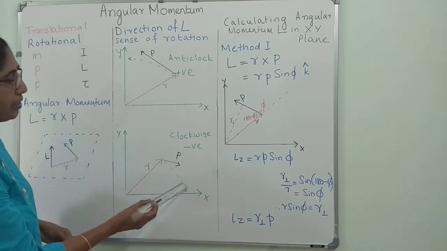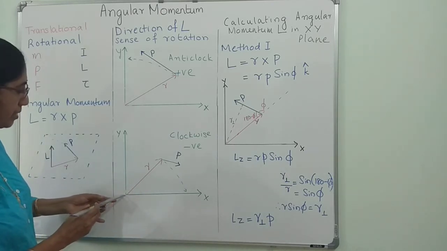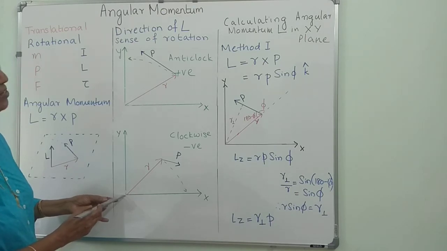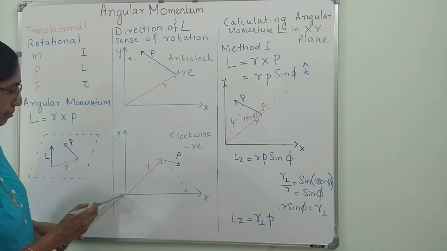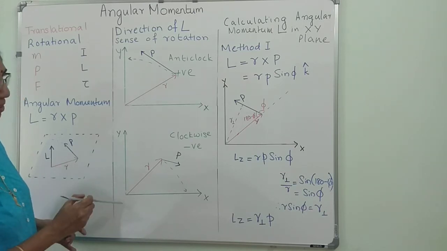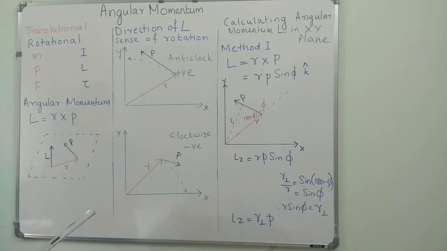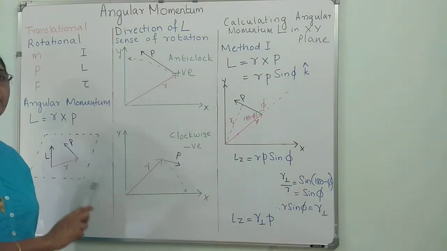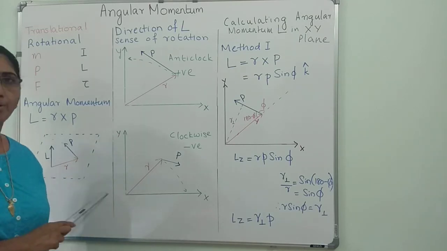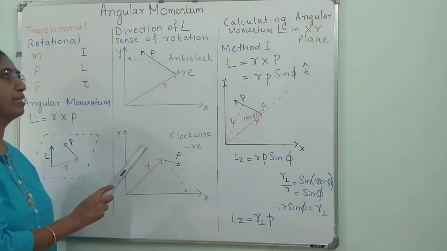So clockwise rotation means we have to consider angular momentum as negative. So this is the sign convention you are taking. So L will be acting inwards. I think this is clear, the sign convention. This sign convention will be followed when we are describing the entire angular momentum, torque, etc. So you have to keep this in mind.